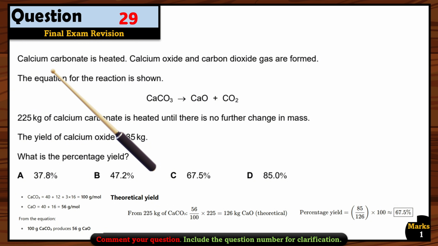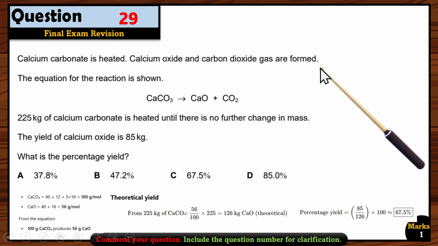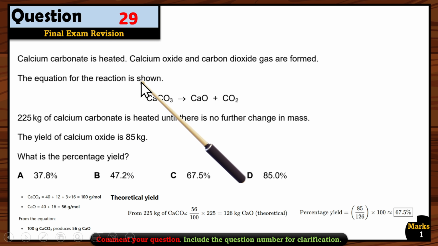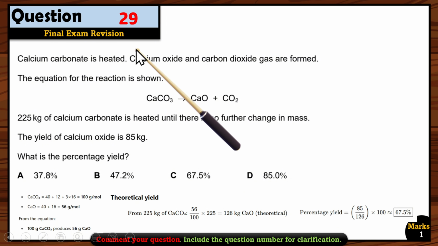Okay, let's see now question 29. Calcium carbonate is heated. Calcium oxide and carbon dioxide are formed. The equation for the reaction is shown here. Okay, 225 gram of calcium carbonate is heated until there is no further change in the mass. The yield of calcium oxide is 85 kg. What is the percentage yield? Again, for the percentage yield, if they have just given you the masses, you have to use the same trick which I told you in the starting questions, that when they will give you the mass of one and you have to find the mass of another one.